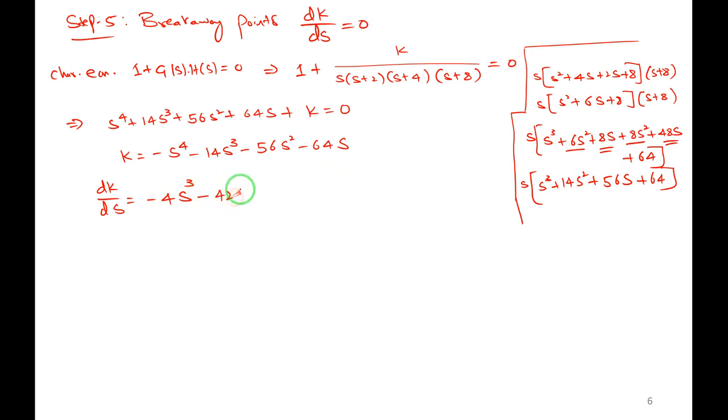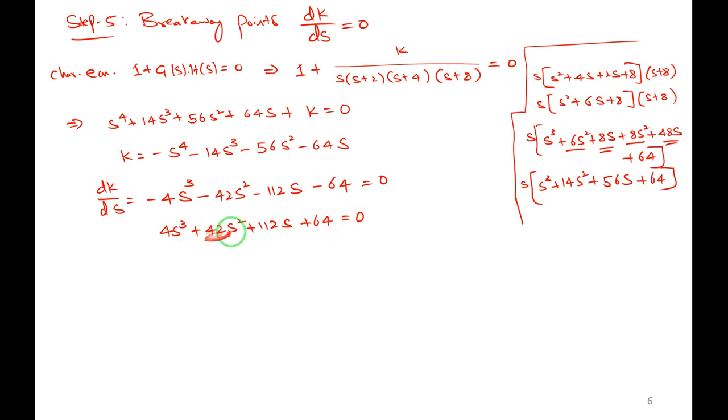42s square minus 56 into 2, so I am getting 112s minus 64. Equate it to 0. All are positive here, so taking the minus outside, 4s cube plus 42s square plus 112s plus 64 equal to 0. So this is a cubic equation.